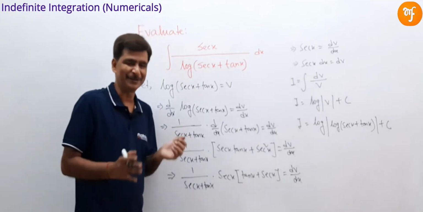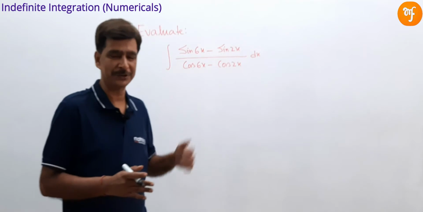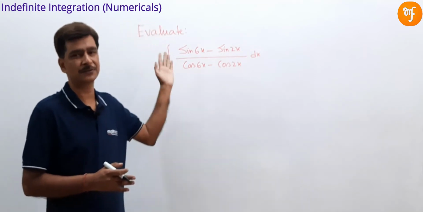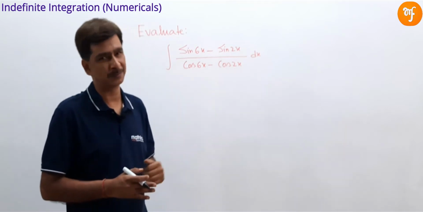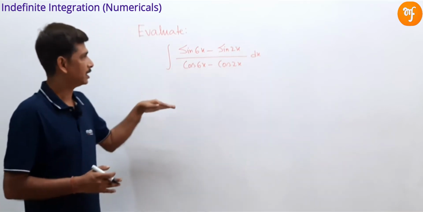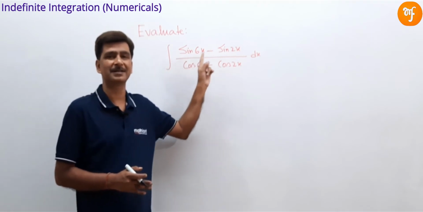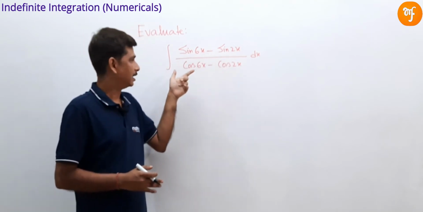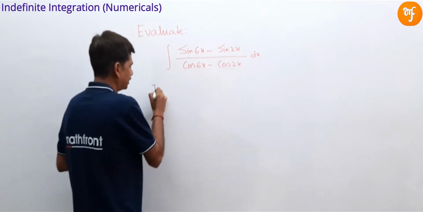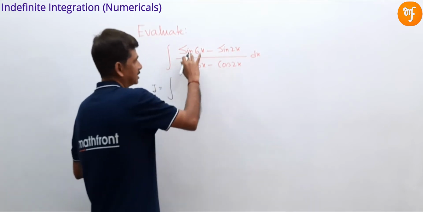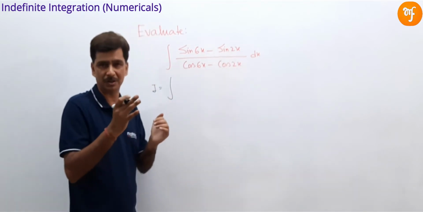Okay, clear? Now, come to the next question. So friends, come to another question, that is integration of (sin 6x minus sin 2x) whole divided by (cos 6x minus cos 2x) dx. So here we will first apply the formula of sin c minus sin d at the numerator and cos c minus cos d at the denominator. So applying, sin c minus sin d, we know, is 2 into sin of (c minus d) by 2 into cos of (c plus d) by 2.